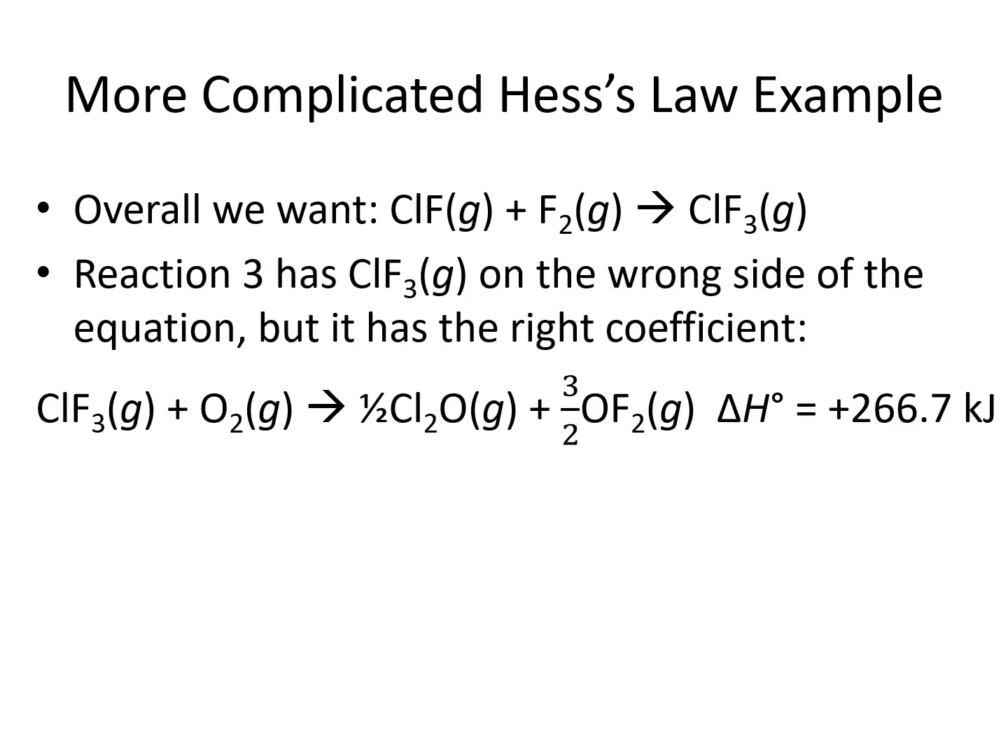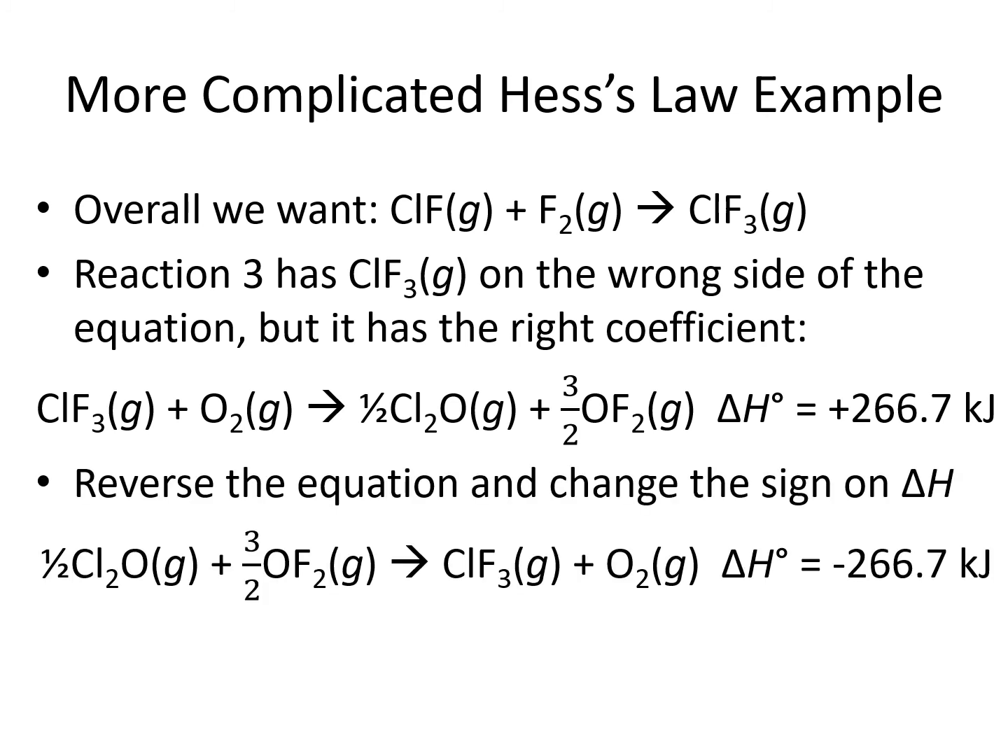Our third piece of the reaction that we're trying to get correct is the ClF3. We can find the ClF3 in reaction 3, or step 3 that we're given in the problem. But it's on the wrong side of the equation. We want it to be on the right, on our product side, but in our step equation, it's on the left. So we're going to have to reverse our equation. The good news is it has the correct coefficient, so all we have to do is reverse the equation and change the sign on our delta H.